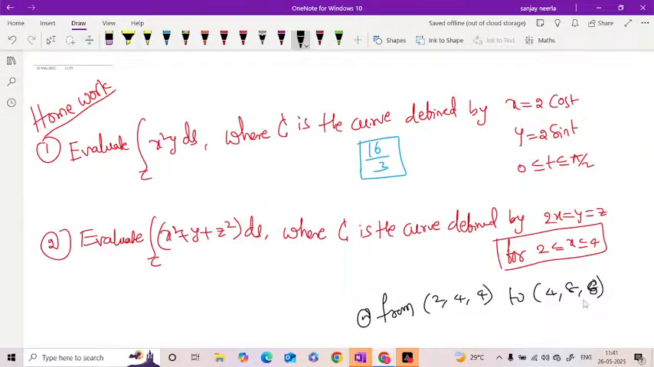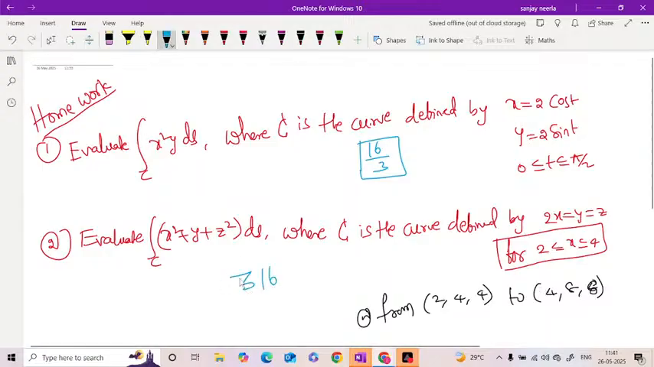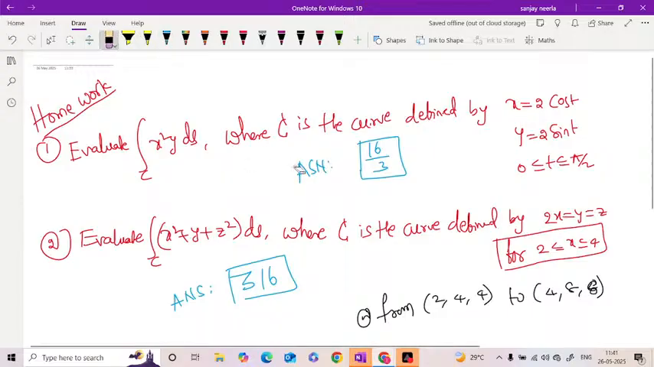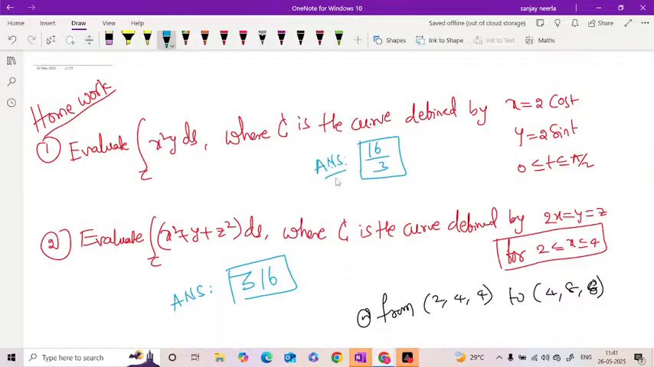In this case you can fix any one of the symbols. If you fix x as t, we will get t from 2 to 4. If you fix y is equal to t, then we will get 4 to 8. That is your choice. Now here the result is 16 by 2. So 16 by 2 is the answer. Okay, so this is the first type.